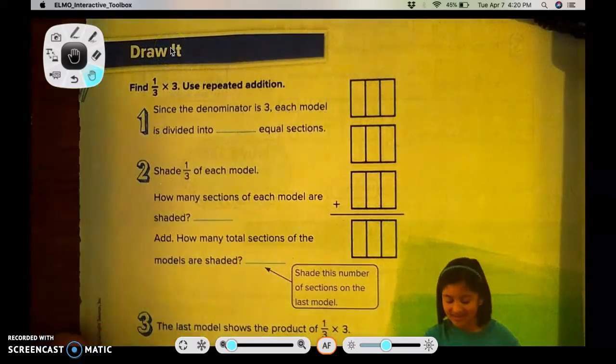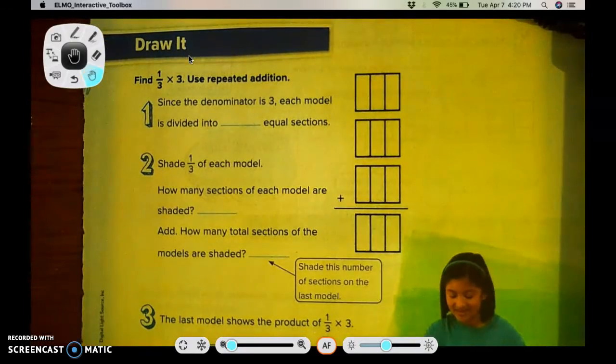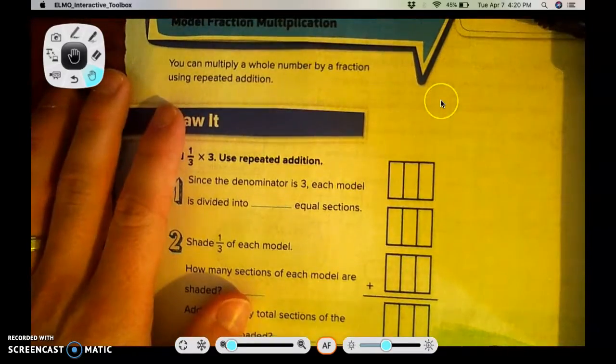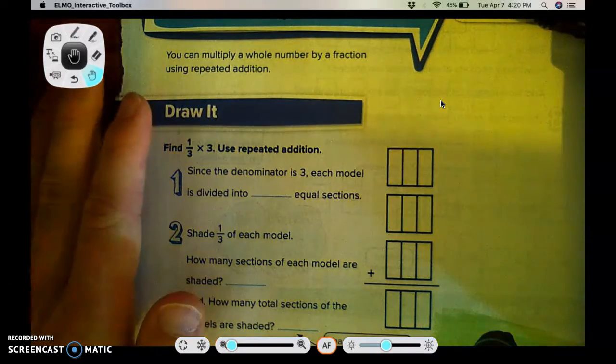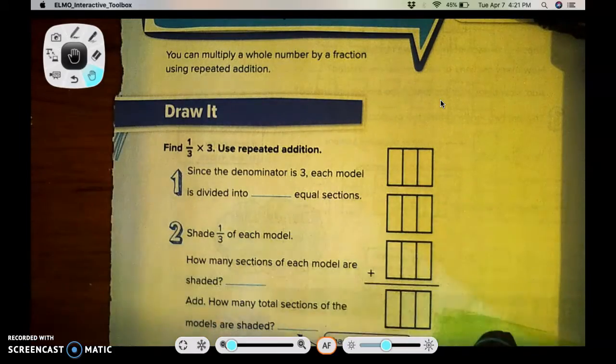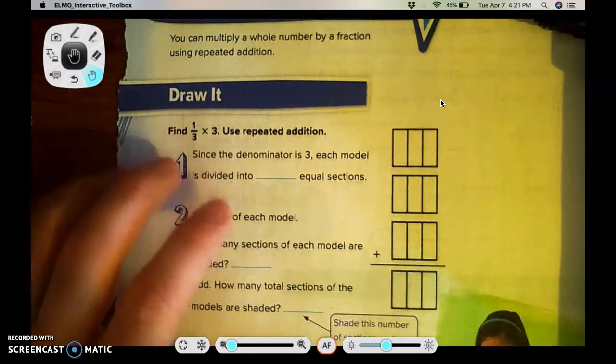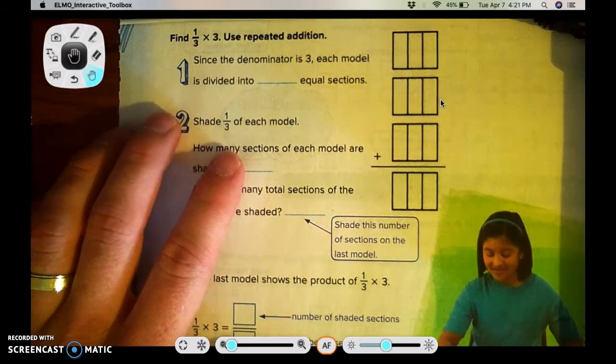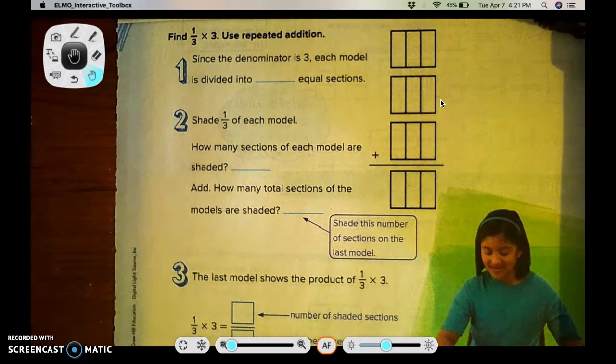Alright, looking at Chapter 10, Lesson 3, and we're getting closer to multiplying fractions without models, but we're still going to use models for this one, and we're going to use repeated addition. So we're going to show multiplying fractions by whole numbers using repeated addition. The first example they have is to find 1/3 of 3, or 1/3 times 3, using repeated addition.